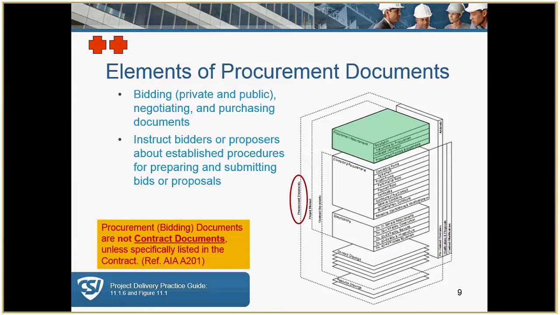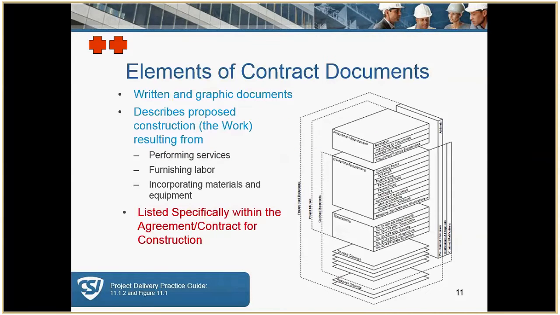Keep in mind that procurement bidding documents are not contract documents unless they're specifically listed in the contract and often made part of the agreement itself. Contract documents are specifically listed in the contract. They should be listed in the agreement. The contract documents include both written and graphic elements and are specifically listed in the contract, or they are issued as modifications to the contract after award of the contract, the award being the signing of the agreement.